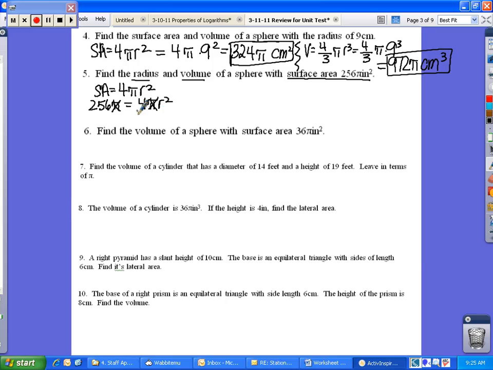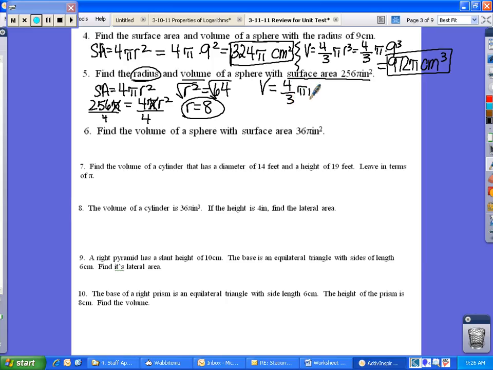There's a pi on both sides, so cross them out. Divide both sides by 4 to get rid of that 4 coefficient. So r squared equals 256 divided by 4, which is 64. Take the square root of both sides, and your radius is equal to 8. So now you found the radius. Your radius is 8. Now you're going to plug that in the volume formula to find the volume.